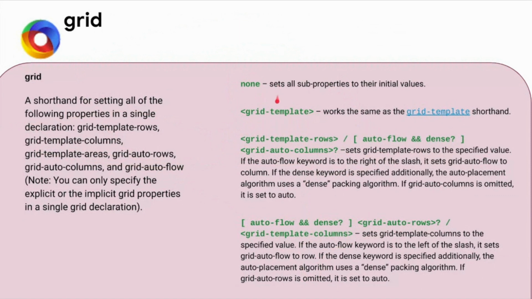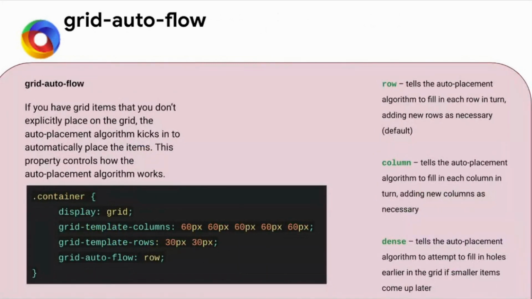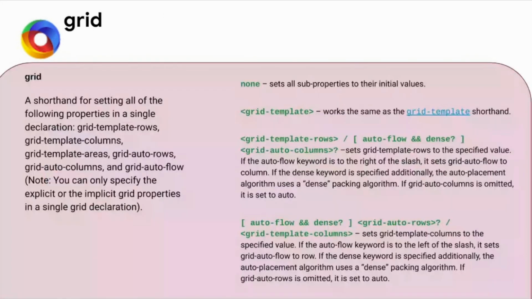But now, with separate template rows and auto columns, and separate auto rows with template columns, we can easily add the grid properties directly without adding each property. So it's just a shorthand. All the 6 properties we have learned today are important. Grid is a shorthand, but you can use whichever you want.